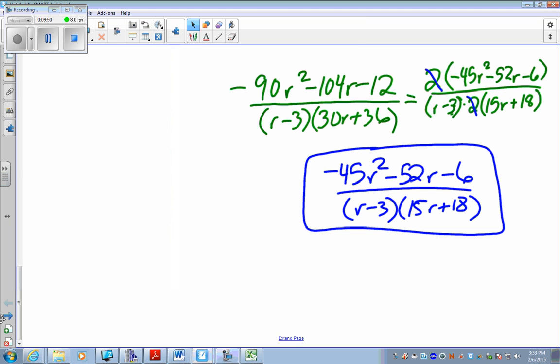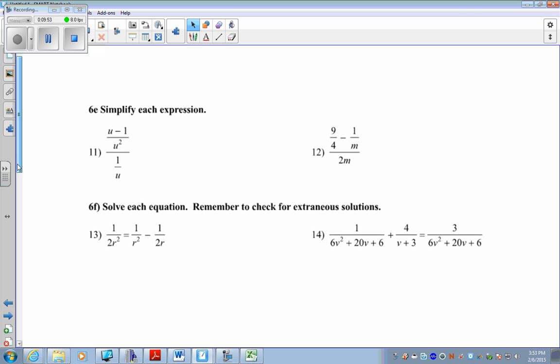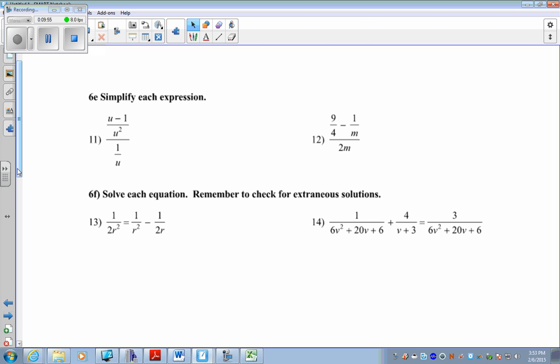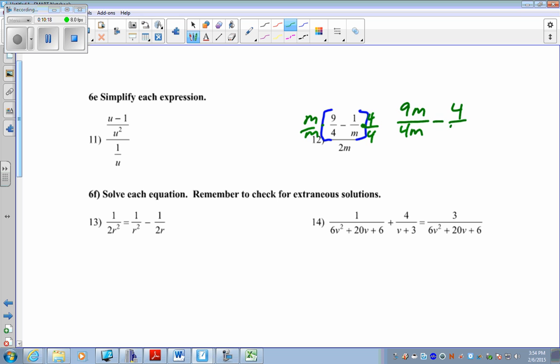Okay, the last packet I solved a lot of problems like number 11, so I'm going to solve a problem like number 12. I see in this numerator here two fractions I have to subtract. What I have to do is multiply to get like denominators, so 4 over 4, m over m, get like denominators. We write this 9m over 4m minus 4 over 4m. That's still all over 2m. Combine those numerators, 9m minus 4 over 4m divided by 2m.